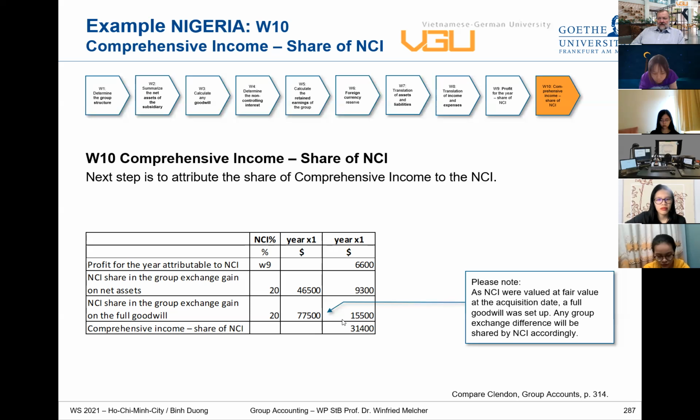And the NCI's share in the group exchange gain on the full goodwill was 77,500. When we take 20% of 77,500, that is 15,500. So all in all, the comprehensive income share for NCI is 31,400. So again, full setup, full goodwill. I already explained that one.